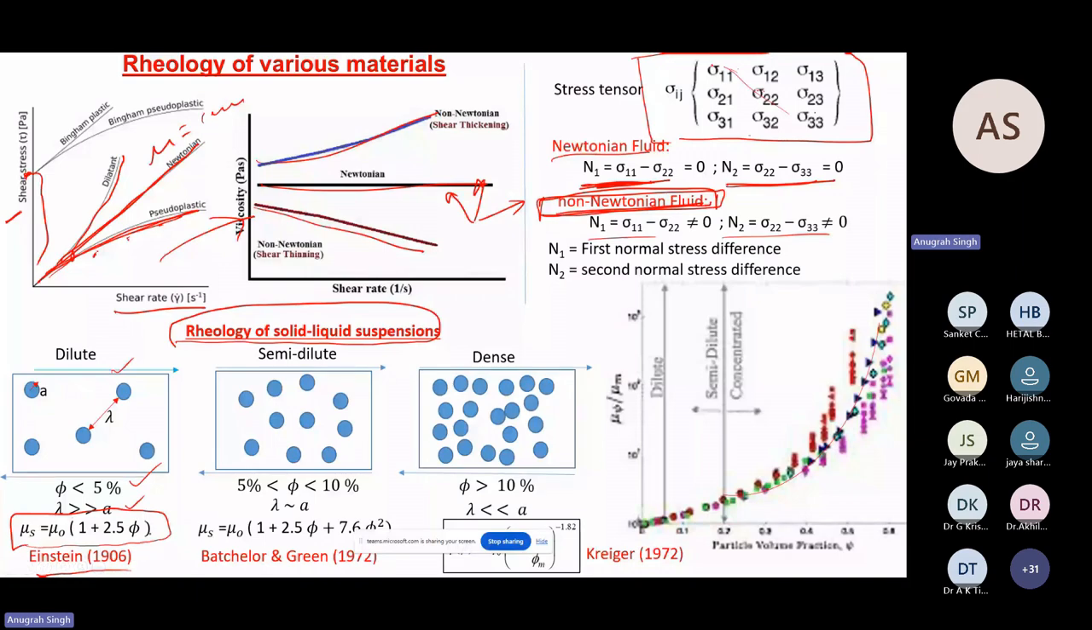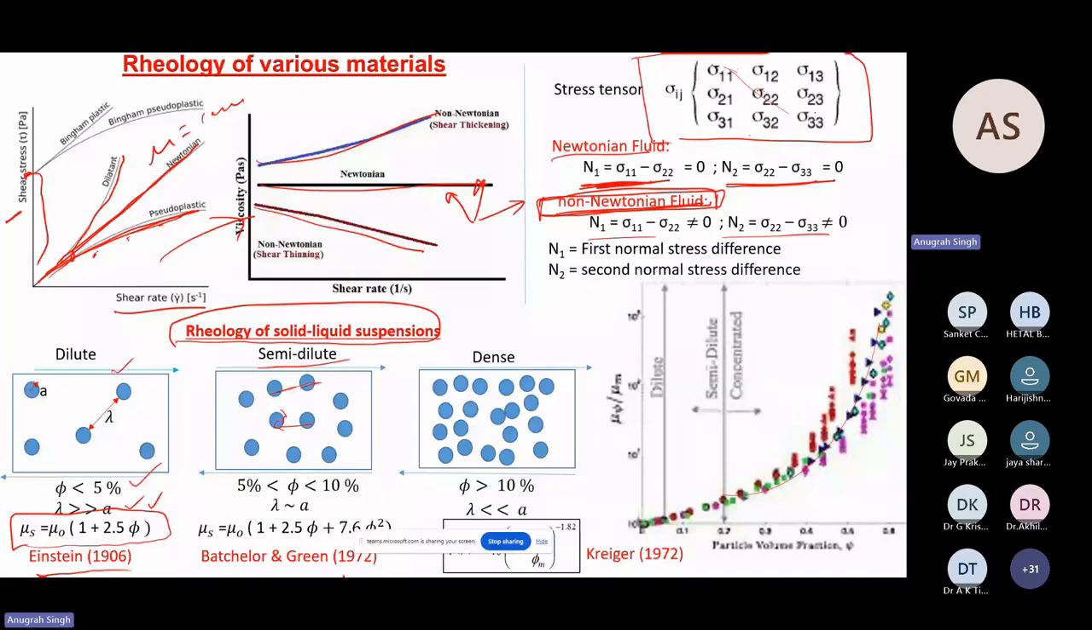So these can be determined analytically. For semi-dilute suspensions, 5 to 10%, the interparticle distance is of the order of the particle size. Batchelor and Green consider two-body interaction and a semi-analytical formula. These are based on the method of reflections, because you'll have interaction: this particle will disturb this one, and again this will disturb that one, and so on.